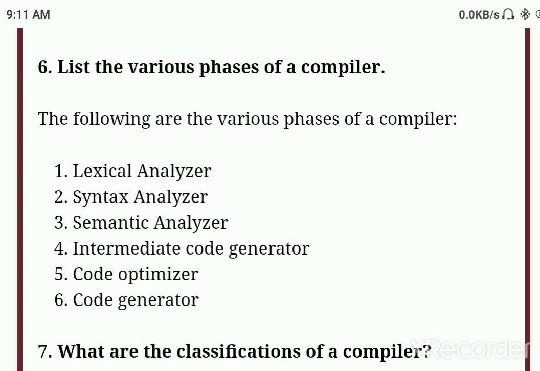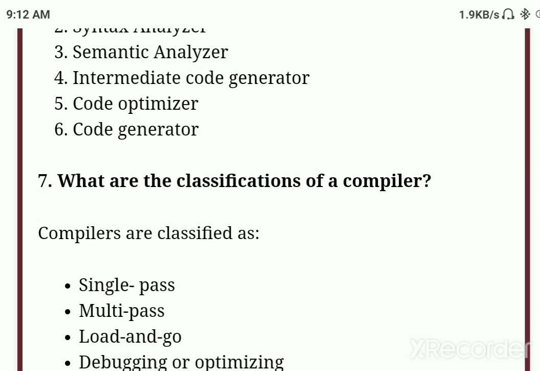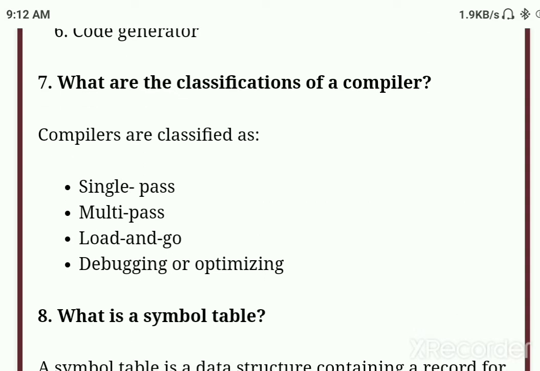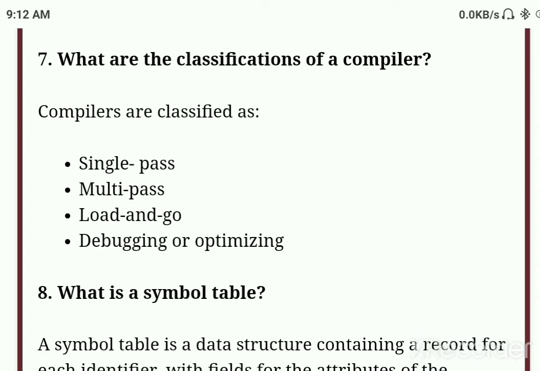List the various phases of a compiler. The following are the various phases of a compiler: lexical analyzer, syntax analyzer, semantic analyzer, intermediate code generator, code optimizer, and code generator. What are the classifications of a compiler? Compilers are classified as single pass, multi-pass, load and go, debugging, or optimizing.